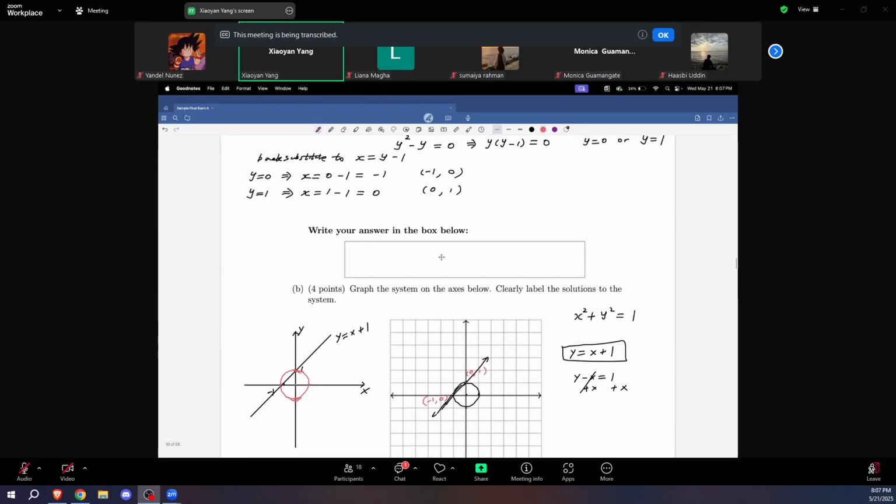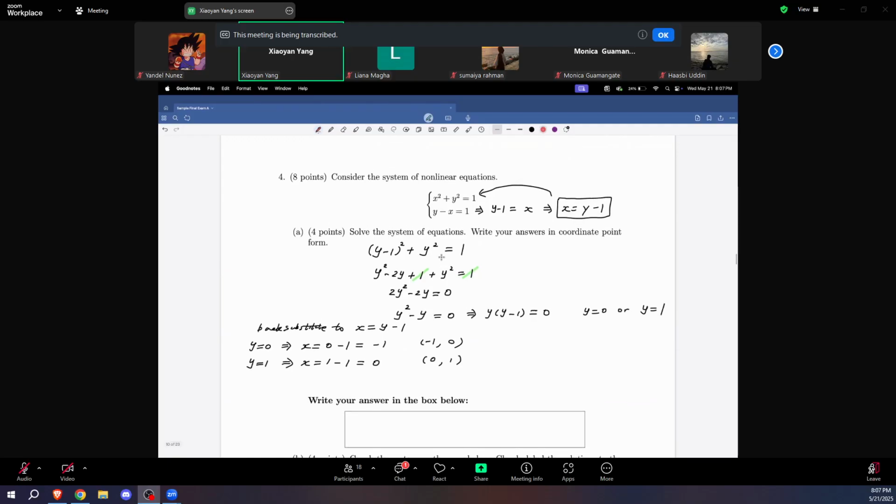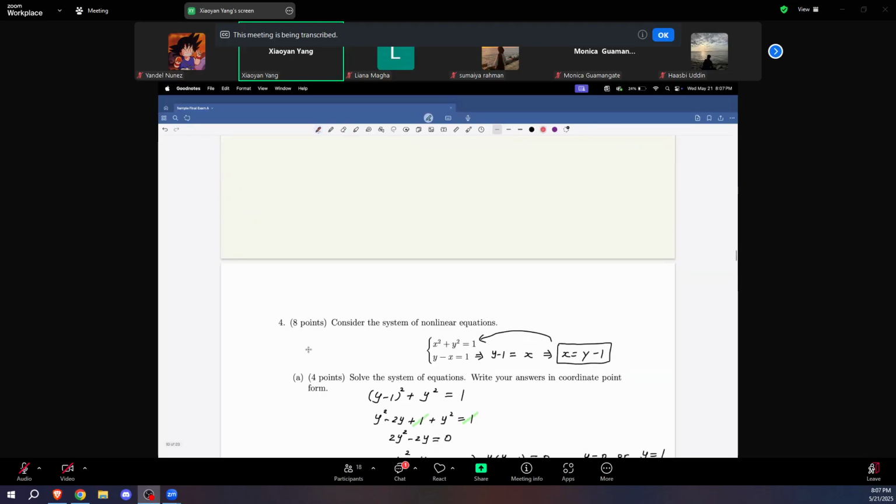This one has no problem, right? We did a lot in the test, but it looks like this must be the final. Any questions for this? Or if you don't think I need to explain, I'll go to the next one. Every time you find an answer here, just make sure to back substitute. Find the corresponding x value.